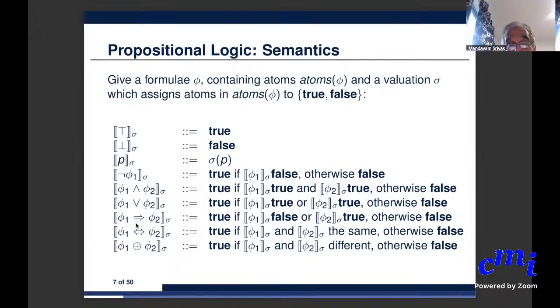Yeah, because there are three cases. If phi 1 is false, then it is vacuously true. And if phi 1 is true and phi 2 is true, then it is true. Otherwise, it is false. That's the third case. Yeah, you're right, I correct myself. So there are three cases.